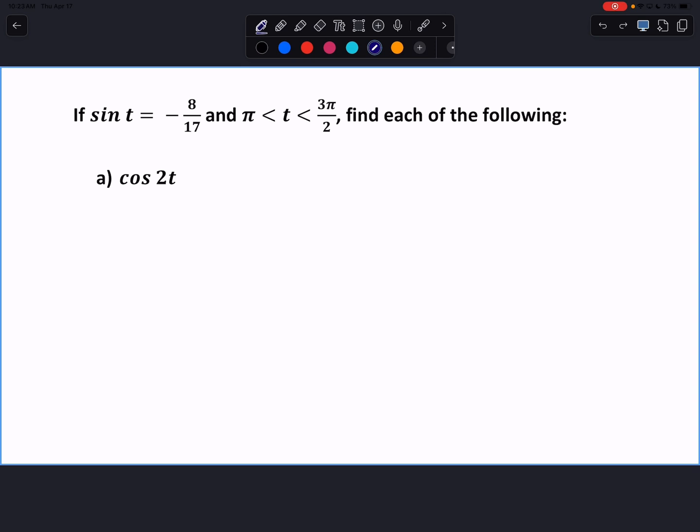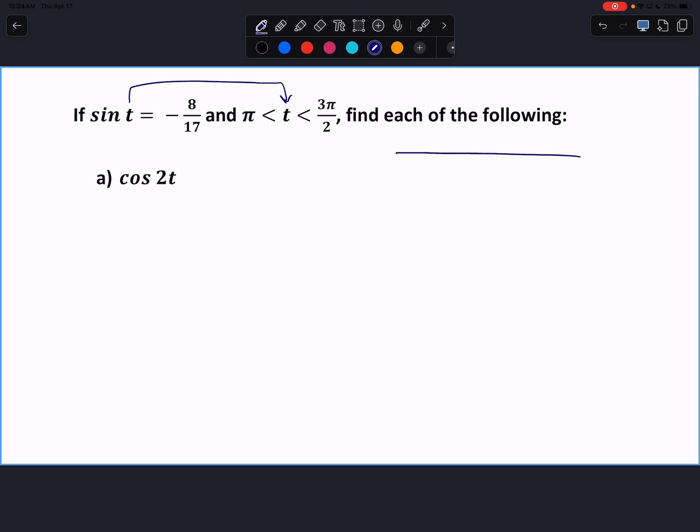Okay, so this is similar to the ones I've shown you before. You've seen this notation where I give you either sine, cosine, tangent, cosecant, secant, or cotangent. So t is just the angle. This tells me where that angle is on the unit circle, if it's in quadrant 1, 2, 3, or 4. And then I'm giving you sine is equal to negative 8 over 17. So what quadrant are we in if we're between pi and 3 pi over 2? 3.